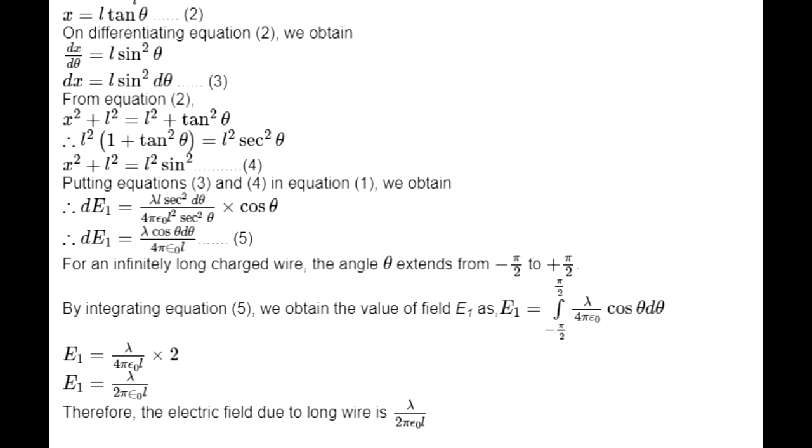So putting the values here, dE is equal to lambda L sec square theta d theta upon 4 pi epsilon naught L square sec square theta into cos theta. So it is lambda upon 4 pi epsilon naught L cos theta d theta, integrating over the range minus pi by 2 to plus pi by 2. The answer comes out as lambda upon 2 pi epsilon naught L.